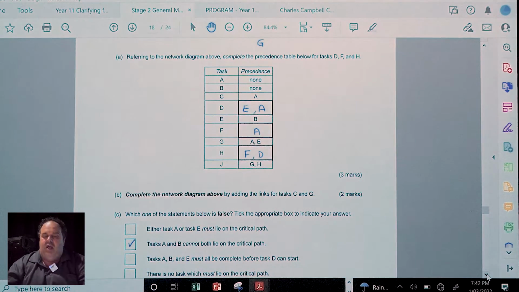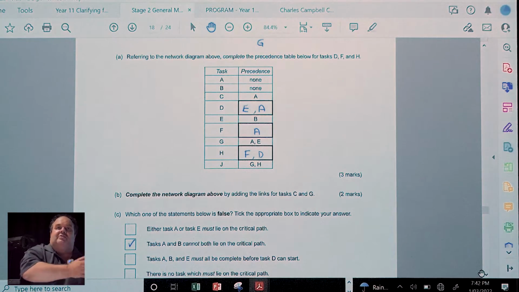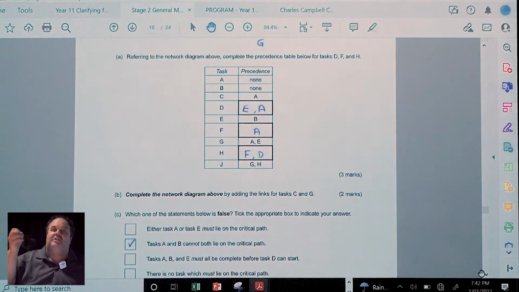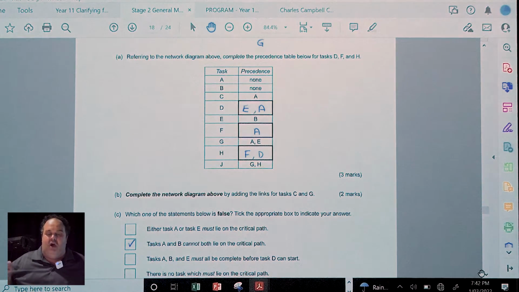So it's saying either A or E would be on the critical path, which means that statement is true, which means it's not false. It would be false if there were two critical paths, but the statement on its own is true, so therefore it's not false. The only one that could possibly be false is the second one, that A and B cannot both lie on the critical path, which could only occur if there were two critical paths. I'm still confused. Yeah, I'll accept it, thank you.